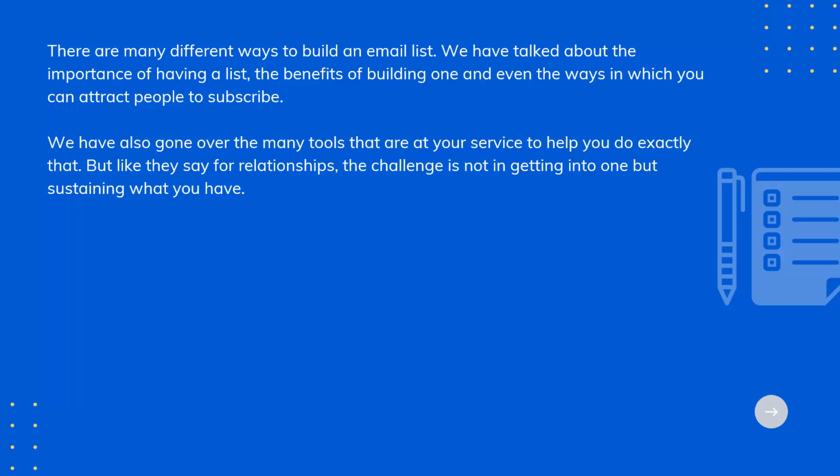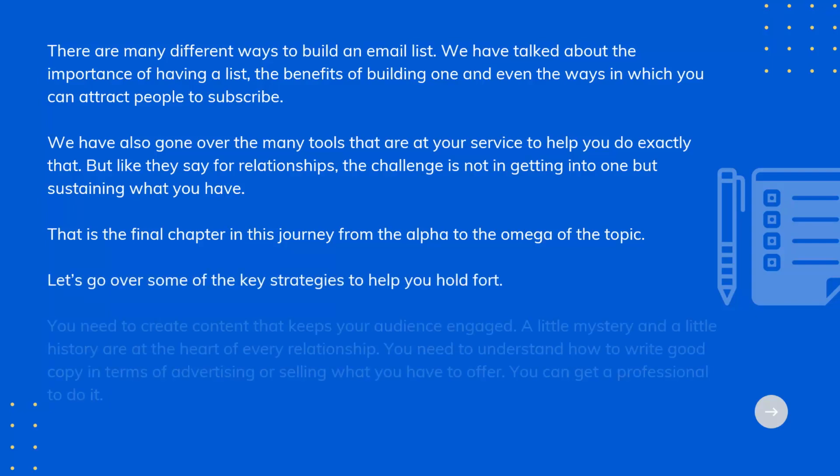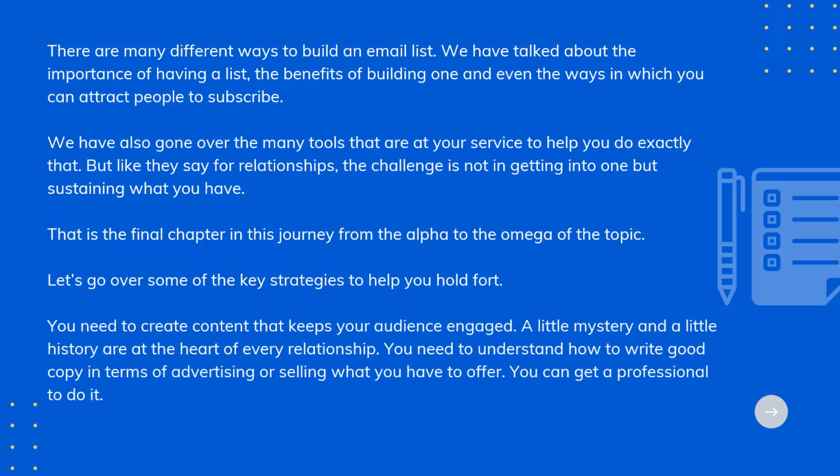But, like they say for relationships, the challenge is not in getting into one, but sustaining what you have. That is the final chapter in this journey from the alpha to the omega of the topic. Let's go over some key strategies to help you hold fort. You need to create content that keeps your audience engaged. A little mystery and a little history are at the heart of every relationship.